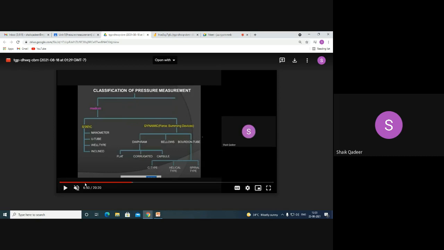All recording is available. So if pressure is static under medium range, we take the help of manometer to measure static pressure. Okay. Now, if pressure is dynamic, then we use force summing element, which is also called elastic element, to perform force measurement, pressure measurement. And this category of pressure is called dynamic pressure, right?